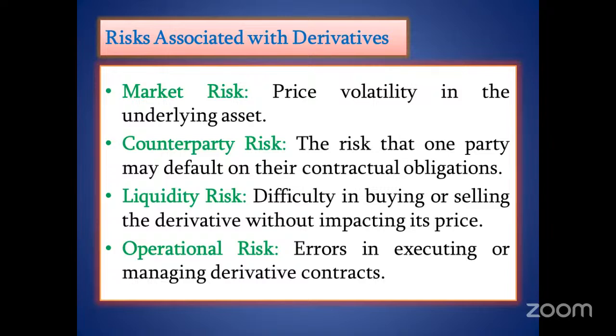Counterparty risk is the risk that one party may default on their contractual obligations. And also liquidity risk, which is difficulty in buying or selling derivatives without impacting their prices. So liquidity risk is also there. And also operational risk, which is errors in executing or managing derivatives contracts. This is also one of the risks associated with derivatives.